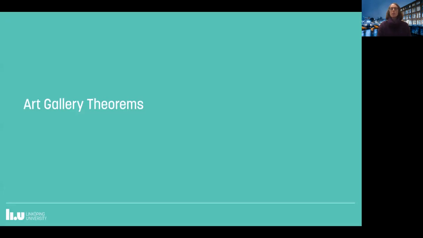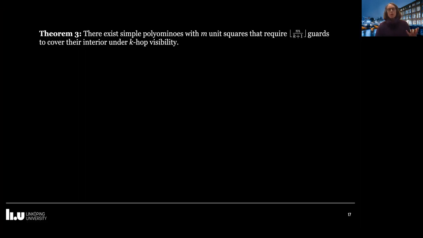With that, let's move over to art gallery theorems. So we want to give bounds on the number of guards that are always sufficient and sometimes necessary to cover polyominoes of a specific class. And we'll look at general polyominoes here. The first one says that there exist simple polyominoes with m unit squares that require ⌊m/(k+1)⌋ unit square guards to cover their interior under k-hop visibility. So ⌊m/(k+1)⌋ are sometimes necessary.